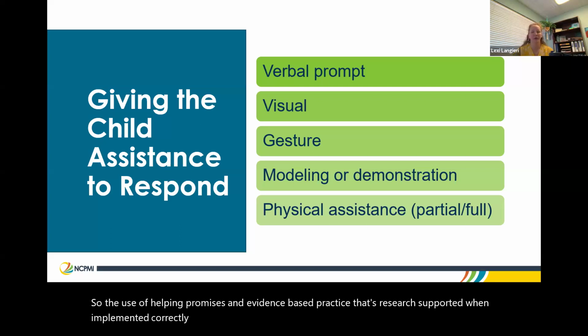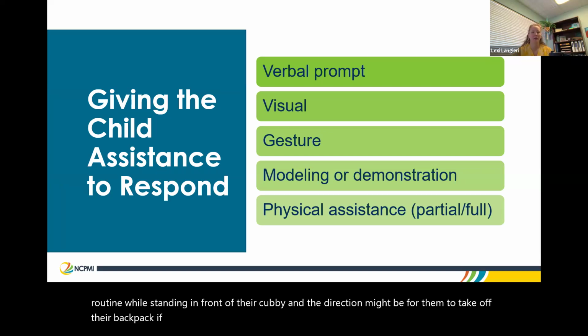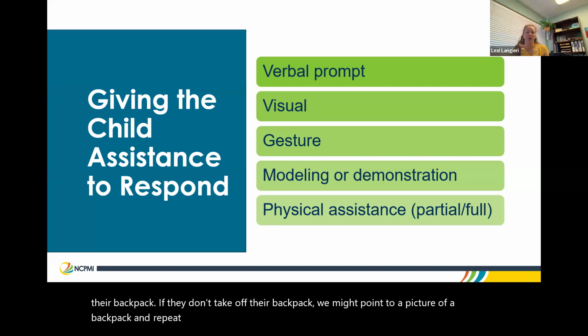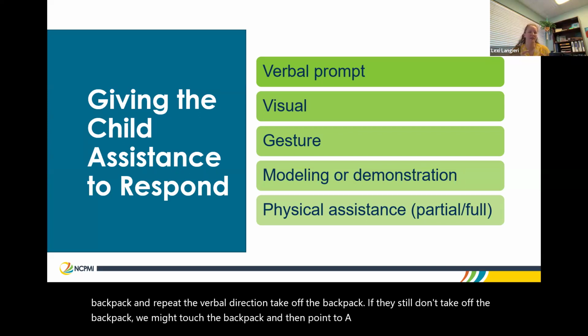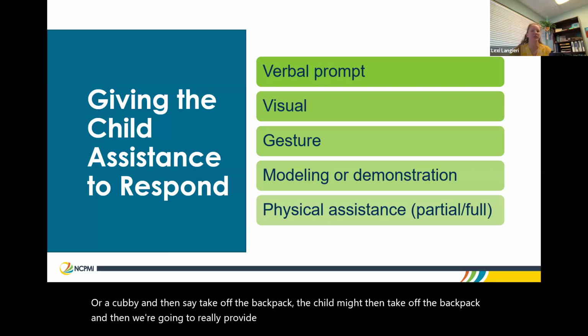So for example, a child might be completing an arrival routine while standing in front of their cubby, and the direction might be for them to take off their backpack. If they don't take off their backpack, we might point to a picture of a backpack and repeat the verbal direction, take off the backpack. If they still don't take off the backpack, we might touch the backpack and then point to a picture or a cubby and then say, take off the backpack. The child might then take off the backpack, and then we're going to really provide that positive descriptive feedback.